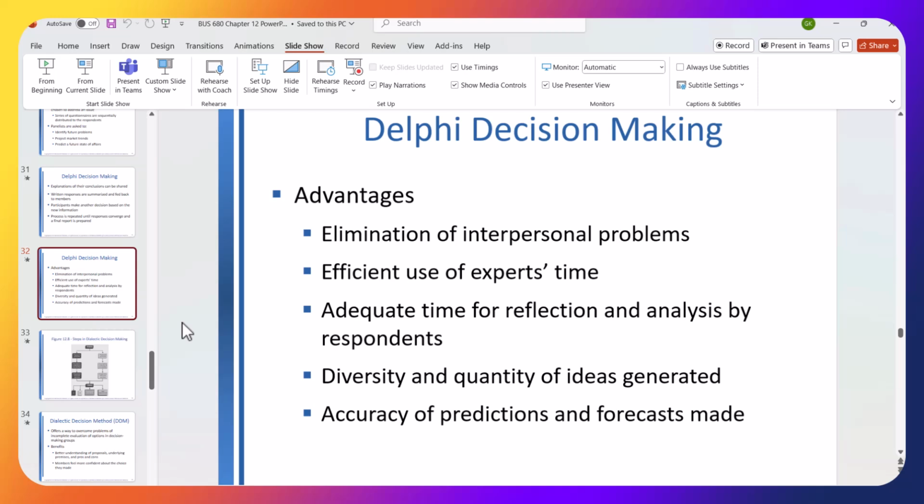Advantages: elimination of interpersonal problems, efficient use of experts' time, adequate time for reflection, analysis by respondents, diversity and quantity of ideas, accuracy of predictions and forecasts.